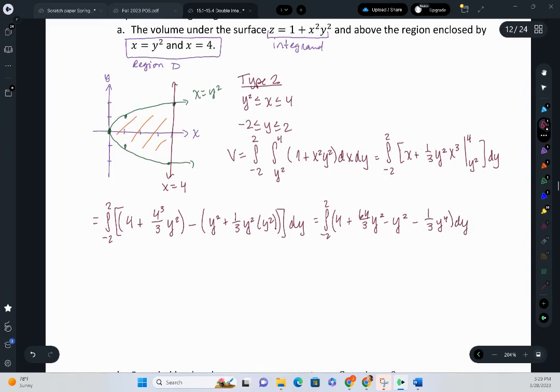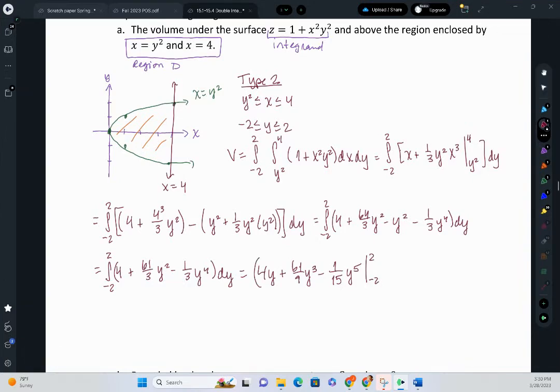I can combine the like terms of the 64/3 y squared and the minus y squared by writing that minus y squared is 3 over 3. Then I'll get that this is the integral from -2 to 2 of 4 plus 61 over 3 y squared minus 1/3 y to the 4th. Okay, now we can go ahead and integrate one final time. We get 4y plus 61 over 9 y cubed minus 1 over 15 y to the 5th. This will get evaluated from -2 to 2.